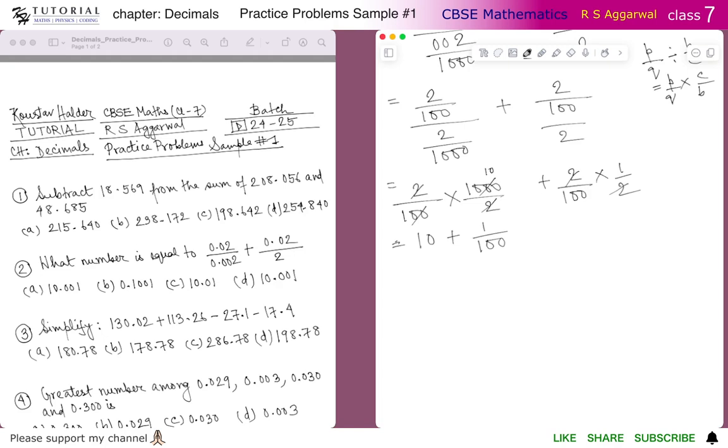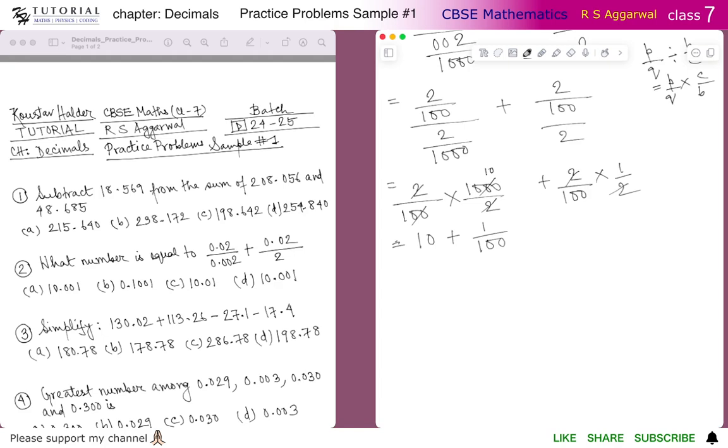Now this is a kind of whole number plus a proper fraction. Now what is this 1 by 100? So now we have to do this addition. We can convert the fraction 1 by 100 to decimal, and then we will add 10 to 1 by 100.